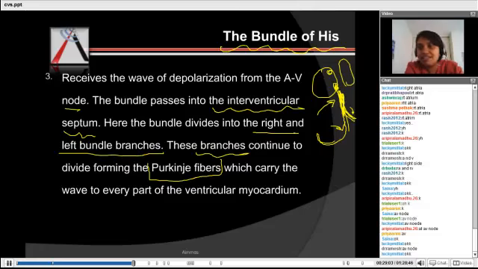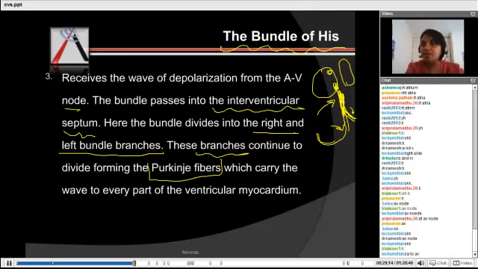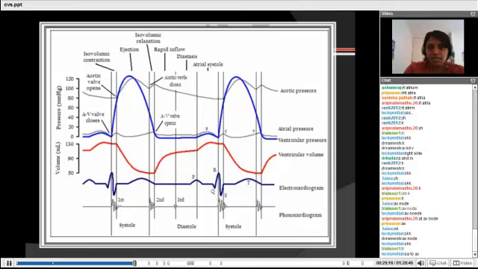So that is how the impulse is traveling. The impulse is coming from the SA node. It is delayed at the AV node, and then it travels quite fast through the bundle of His.